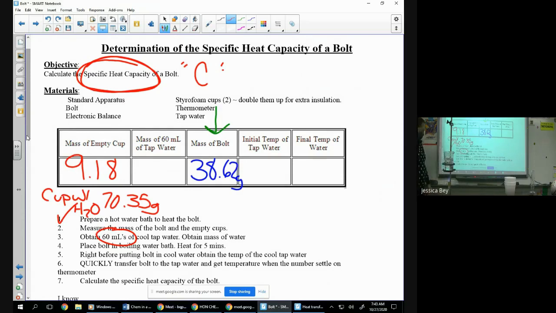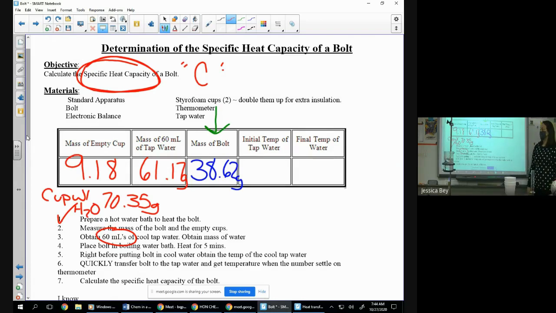I'm going to subtract. So let's get our calculators. And we're going to say 70.35 minus 9.18, which is taking the cups away. My 60 mils of tap water, the mass is 61.17 grams. Okay? All right.